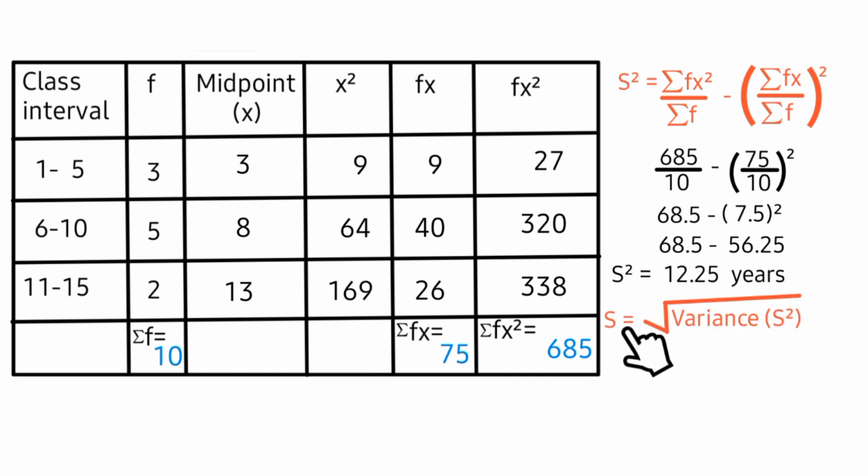Standard deviation is simply the square root of variance. That is, whatever value we got for variance, we'll get the square root, and that will give us the standard deviation. Here we go now. Standard deviation is the square root of the value of variance being 12.25, and that gives us 3.50.